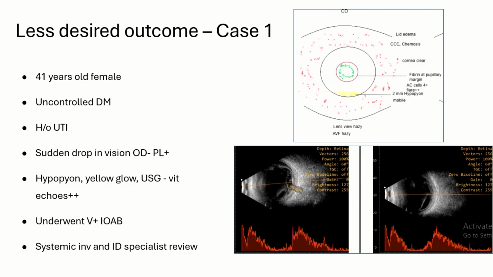So I have put a couple of cases just to understand, as it is, it's a very difficult journey. Sometimes what we aim for is infection control. We tell the patient when we manage, it is infection control, followed by eye salvage, followed by vision. So, a 40-year-old female, this patient I managed 10 days back, uncontrolled diabetes, history of some UTI, hypopyon, full vitreous echoes, query RD, and she underwent vitrectomy. Her sugars were 500 and have come down to 300, is what she says.